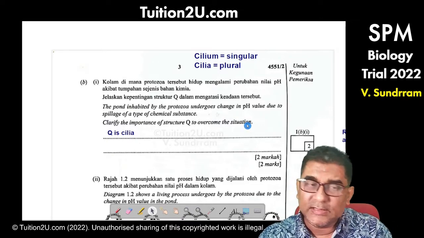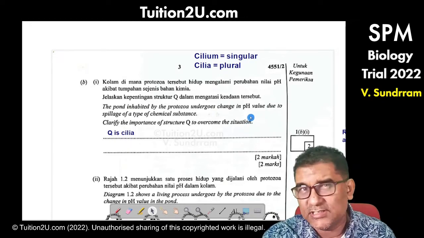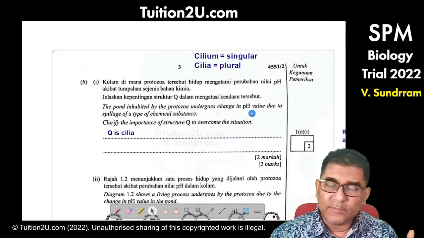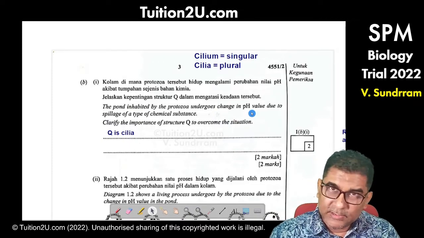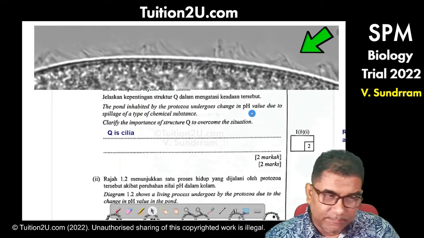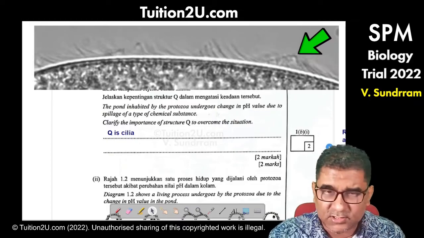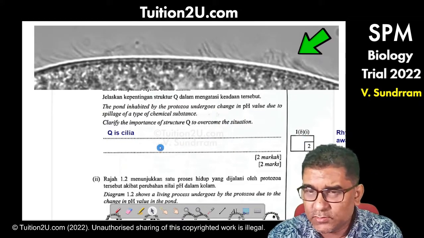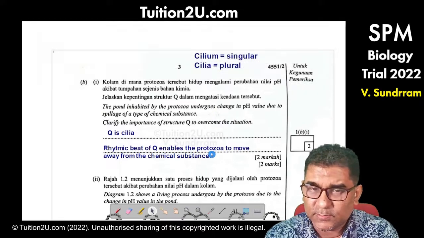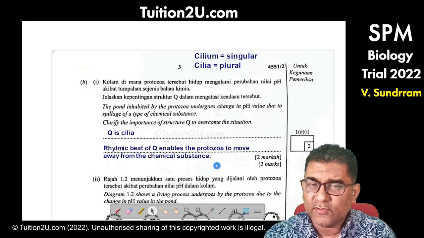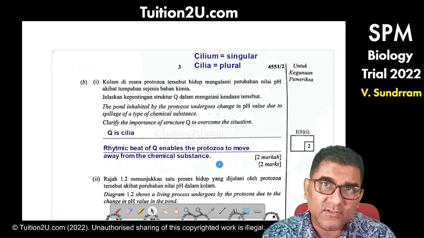To move away, the Paramecium needs to use Q. Q is cilia, and normally we say the rhythmic beat of cilia. The rhythmic beat of cilia will bring this Paramecium away from the chemical substance. So that's all. You identify what Q is, and then we write this: rhythmic beat of Q enables the protozoa to move away from the chemical substance. Again, for what? For survival of the organism.